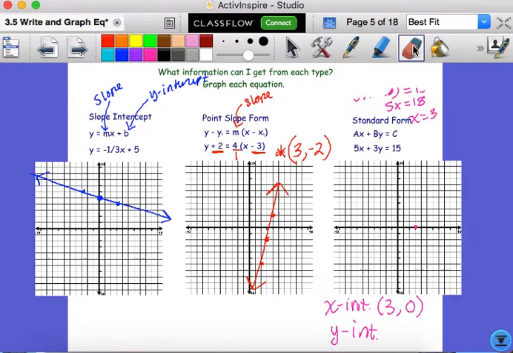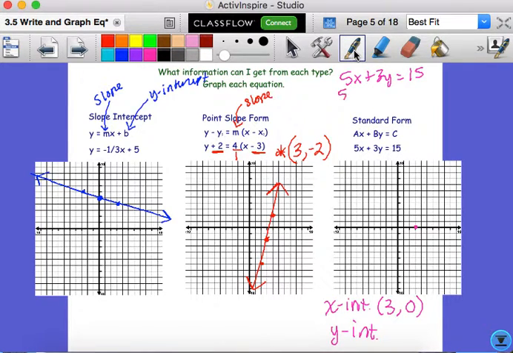I'm also going to use that equation to find my y-intercept. So 5x plus 3y equals 15. This time I'm going to force the x value to be 0. So 3y equals 15 tells me that y is 5. So when x is 0, y is 5. And I can plot that on my graph.